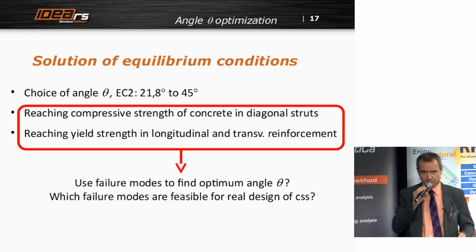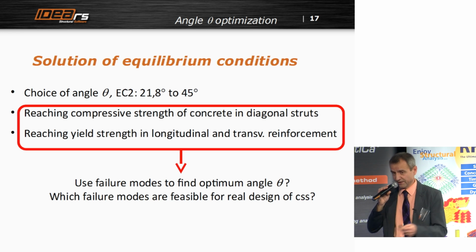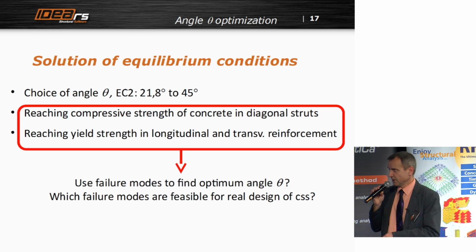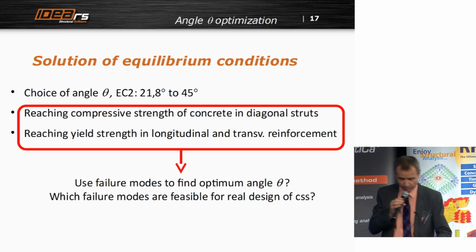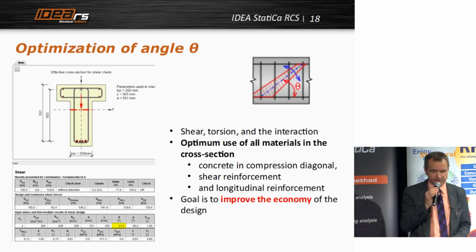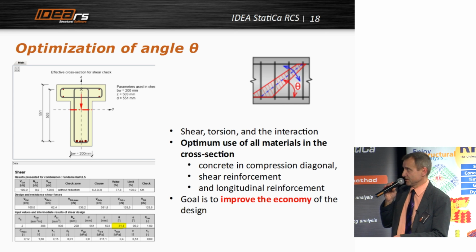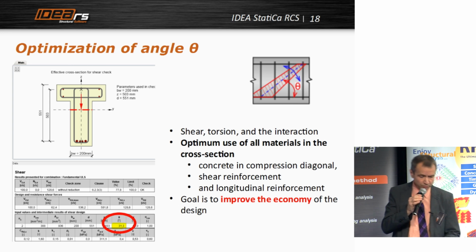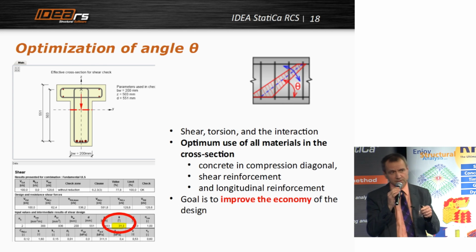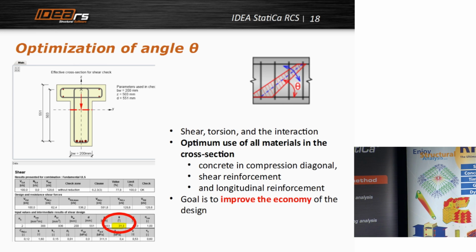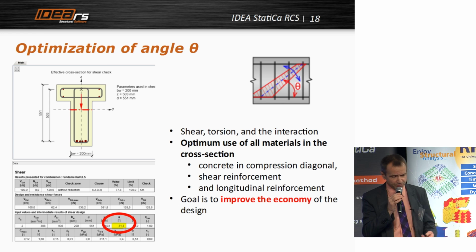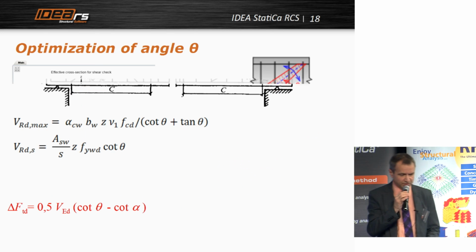Other possibility is that you want to reach yield strength in longitudinal and transverse reinforcement. The first one is simple, you can just select one of those, but then you probably do not get the optimum solution. The second one, you have to analyze these failure modes and you can get the optimum angle. Actually, we did it in the program and you can see in the picture what is the optimum angle of this strut, and then you improve the economy. The default angle in Eurocode is 45 degrees, and here we have, I do not remember, 31. So this was after the optimization which the program gives you.